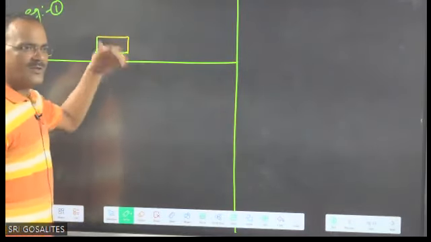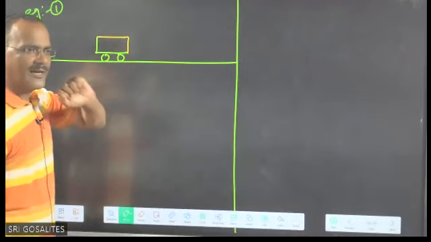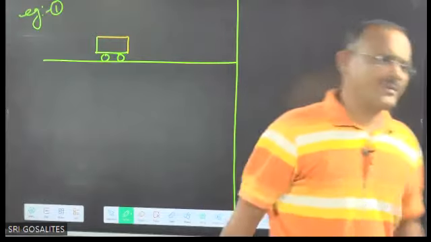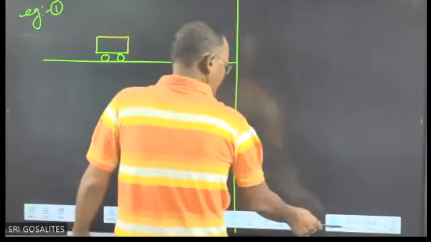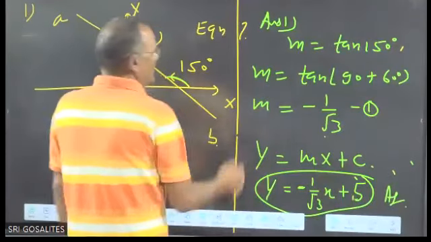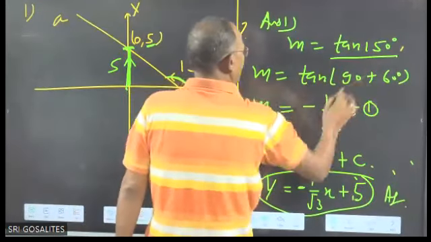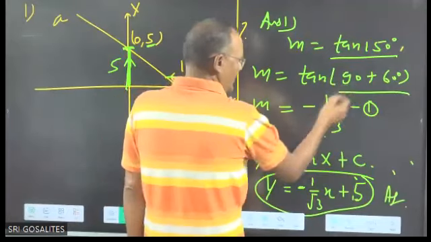Now, this car is moving on a road. What is the use of this straight line? That we will calculate. Say, Kalta, why are you disturbing, beta? There we got tan 150. See, here m is tan 150, 90 plus 60. So this is a method to solve.